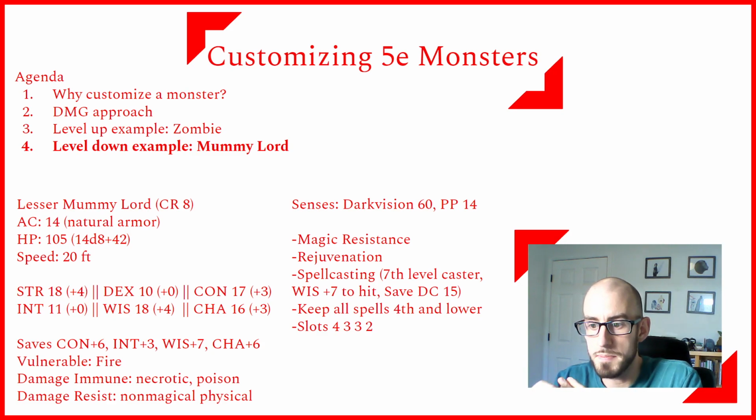And I'm going to be dropping them to a 7th level spellcaster, well, that's 8th. So still using wisdom, +7 to hit, save DC of 15, and we're going to keep all the spells on the list in the book that are 4th level or lower. Again, our spell slots are going to be 4 first levels, 3 second levels, 3 third levels, and 2 fourth levels in terms of slots.